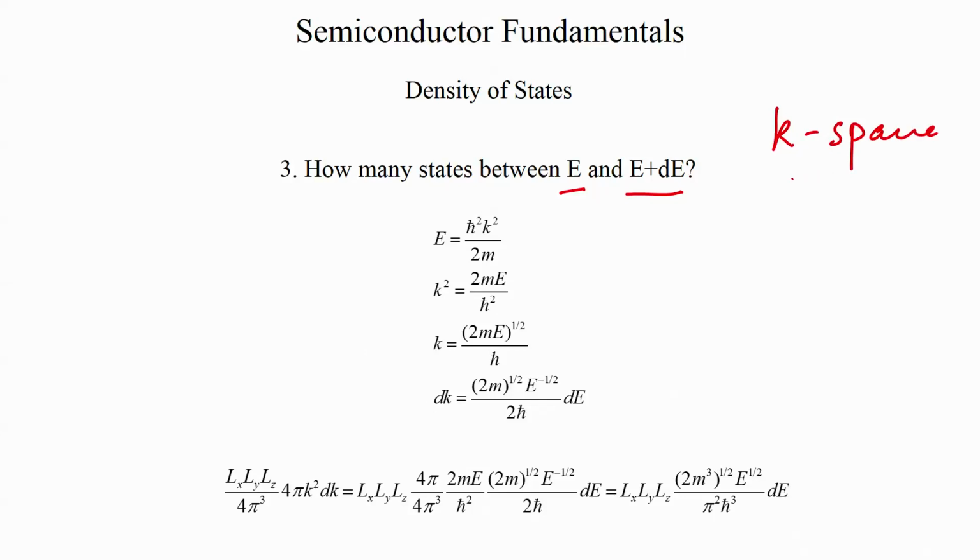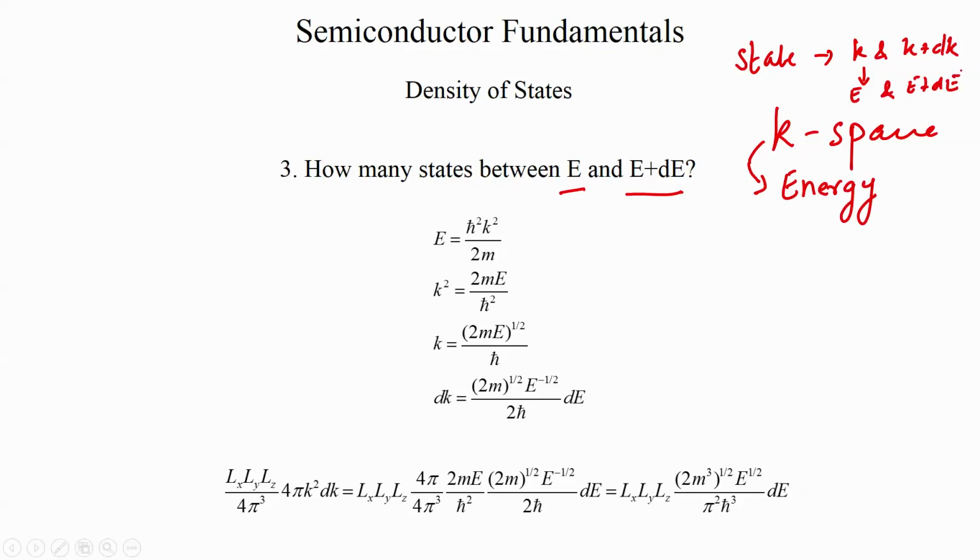Now, we want to convert this information in k space to energy, because we are trying to estimate the density of states, which is the number of states per unit volume per unit energy. I know the number of solutions to Schrödinger's equation, or the number of states existing between k and k plus dk. Now can I translate this to the number of states between E and E plus dE? That's the question. If I know this, can I calculate that?